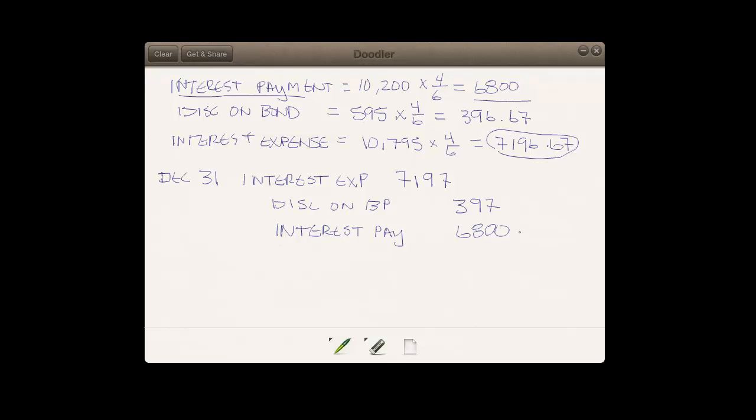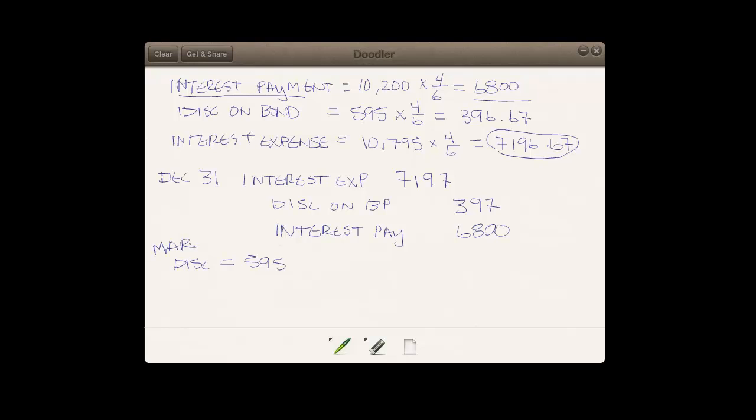Okay, so now let's do the journal entry for March of the next year when the interest payment is made. We already recorded 4/6 of the interest expense with the adjusting entry. So interest expense on March 1st is only for 2 months, or 2/6 of the total amount. That's also the same with the amortization of the discount on bonds payable. So our discount would be equal to 595.